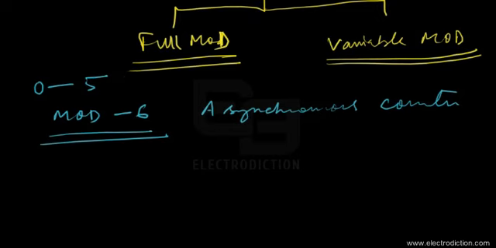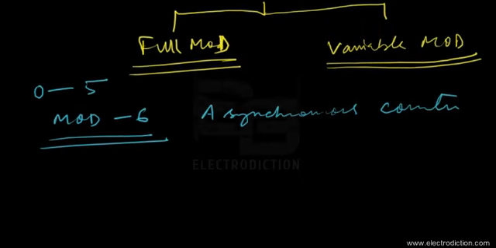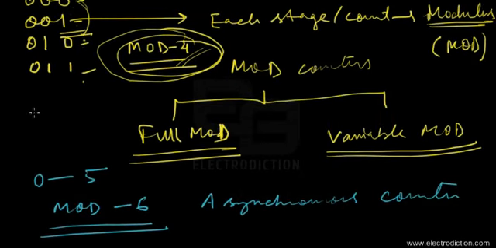Therefore, in this mod 6 counter, it's quite important, before we draw the circuit, to determine how many flip-flops we'd be using. In order to do that, we have a way of calculating it. We'll use the relationship N less than or equal to 2 to the power n.